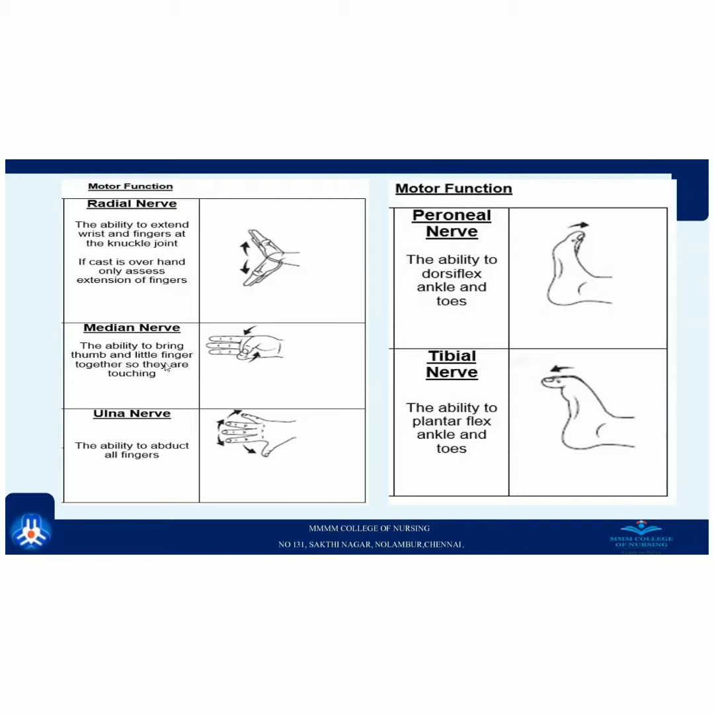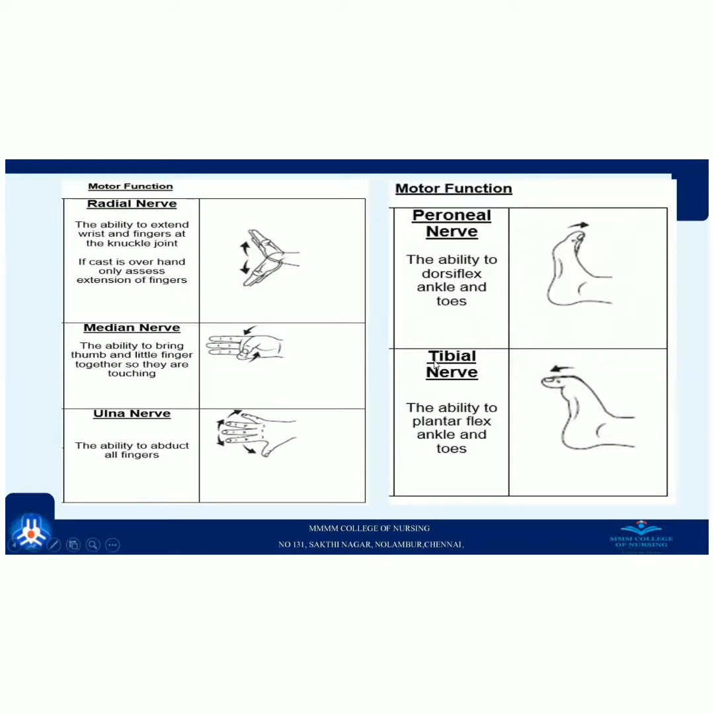Next, to assess the median nerve, assess the patient's ability to bring the thumb and little finger together so they are touching. The ability to touch the thumb and little finger is carried out by the median nerve. To assess the ulnar nerve, ask the patient to abduct all fingers. These are the three nerves that can be assessed in the upper limb.